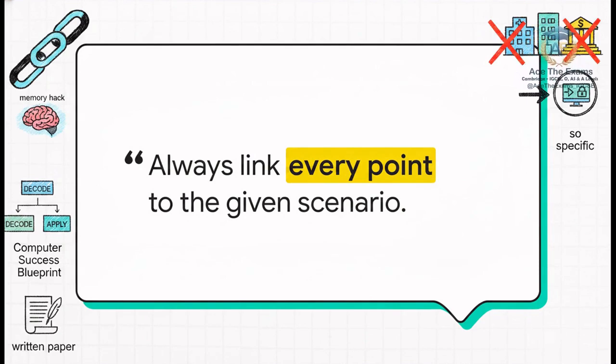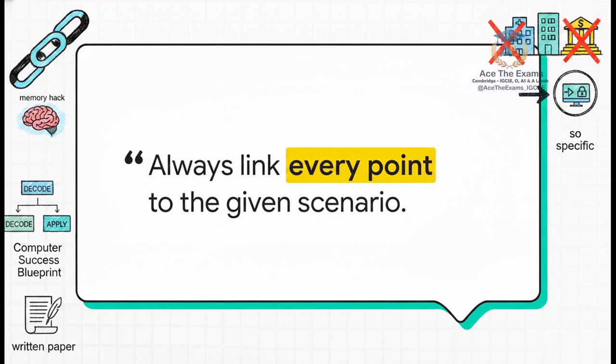This isn't just friendly advice. This is the literal grading rubric boiled down into one sentence. Always link every point to the given scenario. This is your ultimate memory hack. This is the golden rule for surviving topic 2.4, and frankly, any written paper in Cambridge, IT, or computer science.